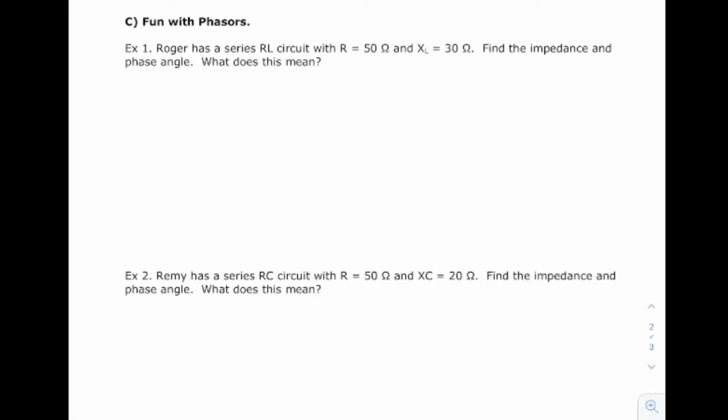Example 1, Roger has a series RL. Oh, notice this is not RLC. It's just an R, and that's an L. He just has the 2 circuit elements. Okay. Series, they're all hitched up together. I'm only going to do series in this class. The resistance is 50 ohms, and the coil has a reactance of 30 ohms.